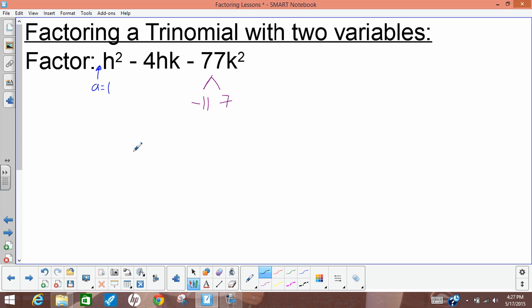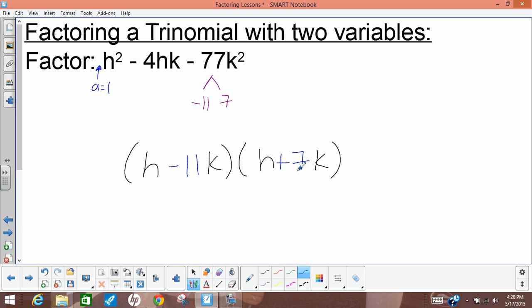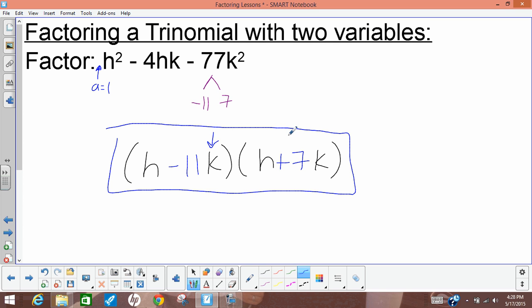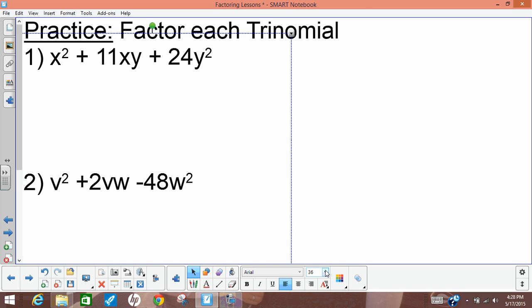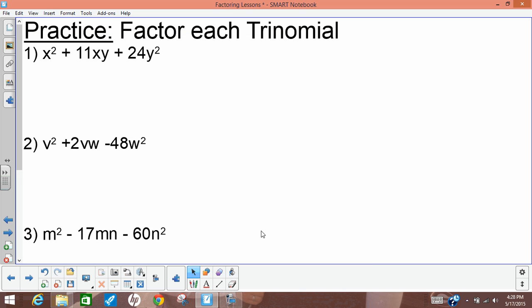So we are going to write our factors, again, starting with h. Since we have this second variable, k, we're going to put k at the end. And now in between, we need to fill in our factors. One is going to be minus 11k. The other will be plus 7k. And there's our two factors. The only difference here is that we had to put the new variable at the end of each factor. Again, if we multiply these back out, it would give us our original trinomial. So I'm going to ask you to try these three, and then check your answers.